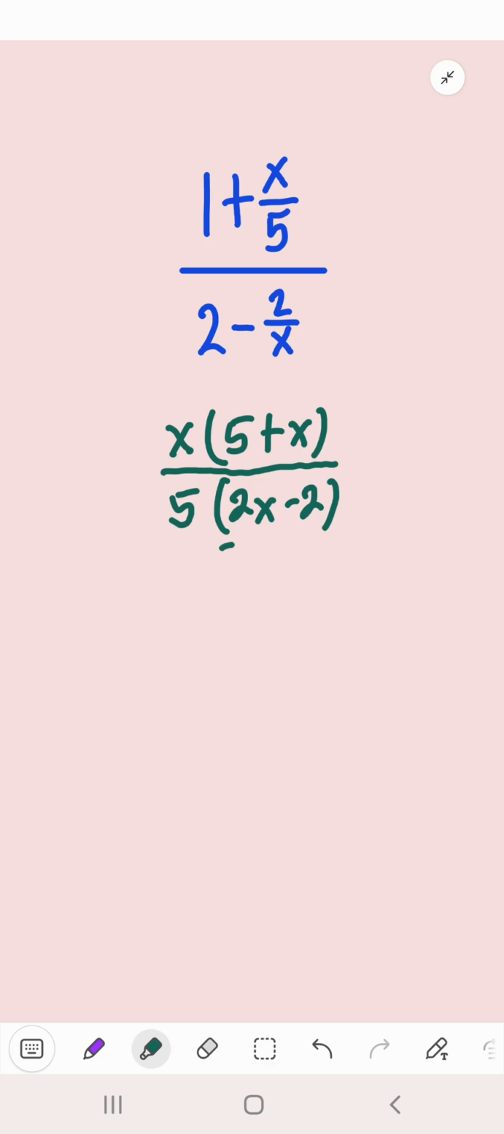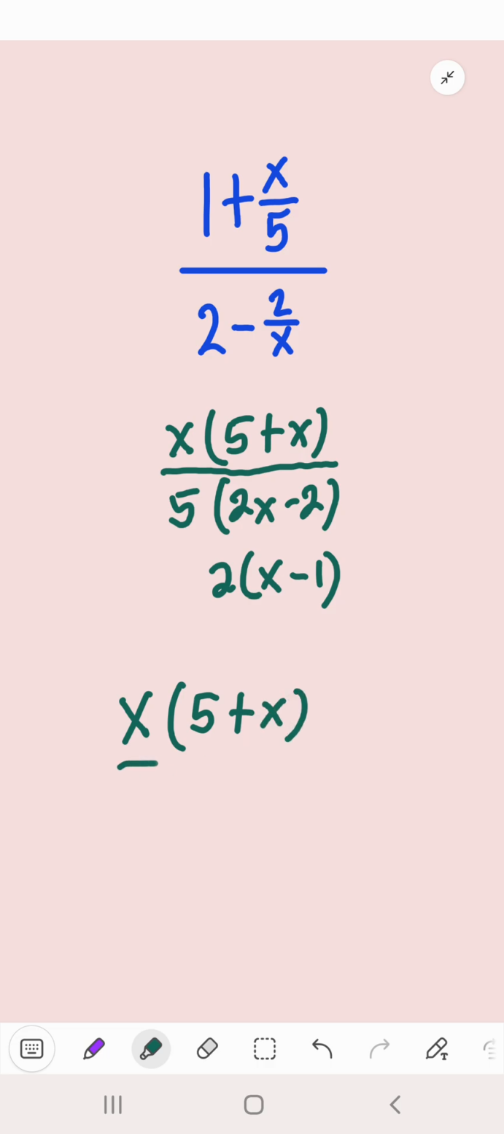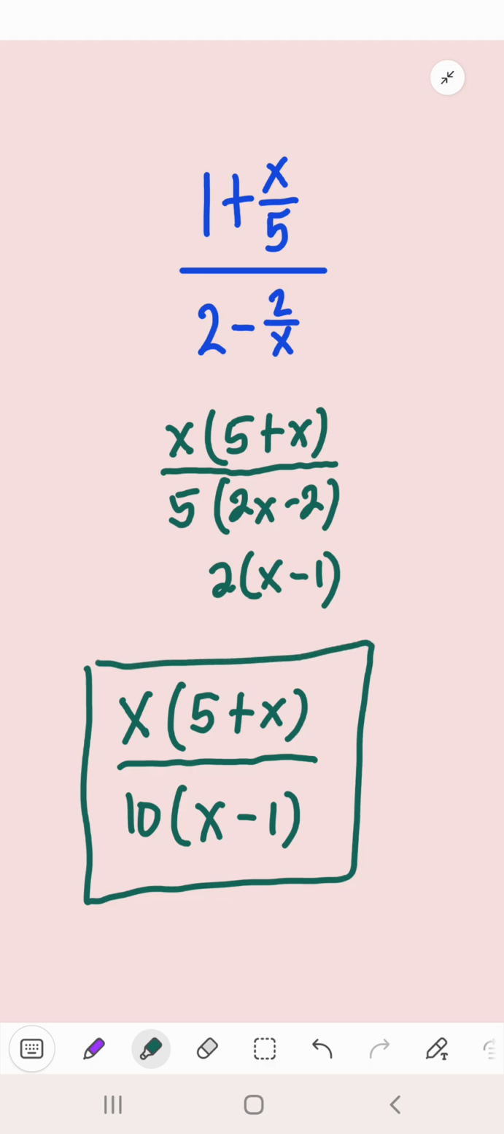As you can see, 2x minus 2 is factorable. So that is going to be 2 times x minus 1, because 2 is in common with these two terms. So we are going to copy down the numerator, which is still going to be x times 5 plus x. But our new denominator is going to be 5 times 2, which is 10, then times x minus 1. And that is going to be our final answer.